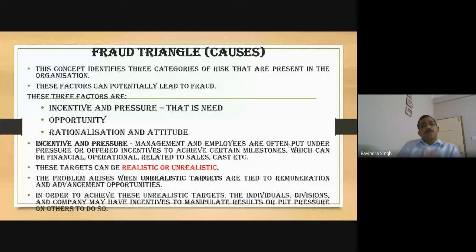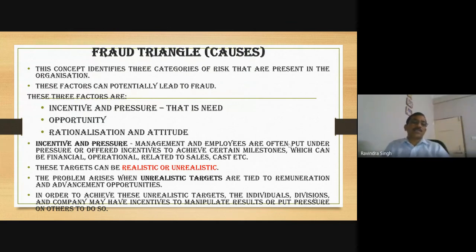Now, after the company, you see how an individual also goes for this fraud. This concept identifies the 3 categories of risk that are present in the organization. These factors can potentially lead to fraud. Incentive and pressure, that is the need. Opportunity, they say he is an opportunist, whoever gets the chance will take it. Who are the honest today? Those who are not getting the opportunity to be dishonest. These are the things. Rationalization and attitude.